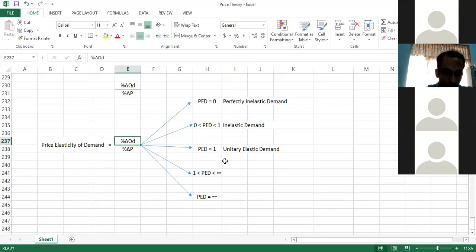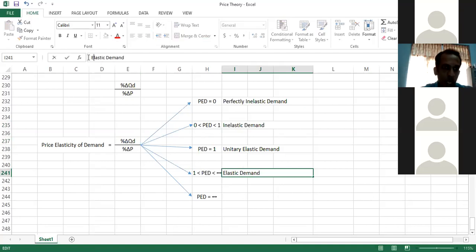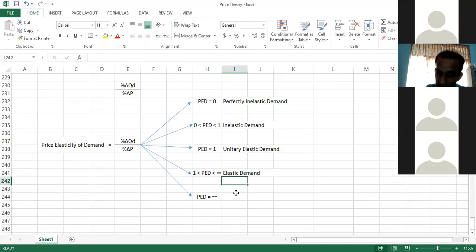And another possible condition, the answer may be more than 1. What is the meaning of that? When the price changes, the quantity demanded changes by a large percentage. There will be a very high response from the quantity demanded. If the price increases, there will be a huge decline in the quantity demanded; if the price decreases, there will be a huge increase. What is the term we use for that? That is called elastic. That means highly responding, very high elasticity. So that is called elastic demand.